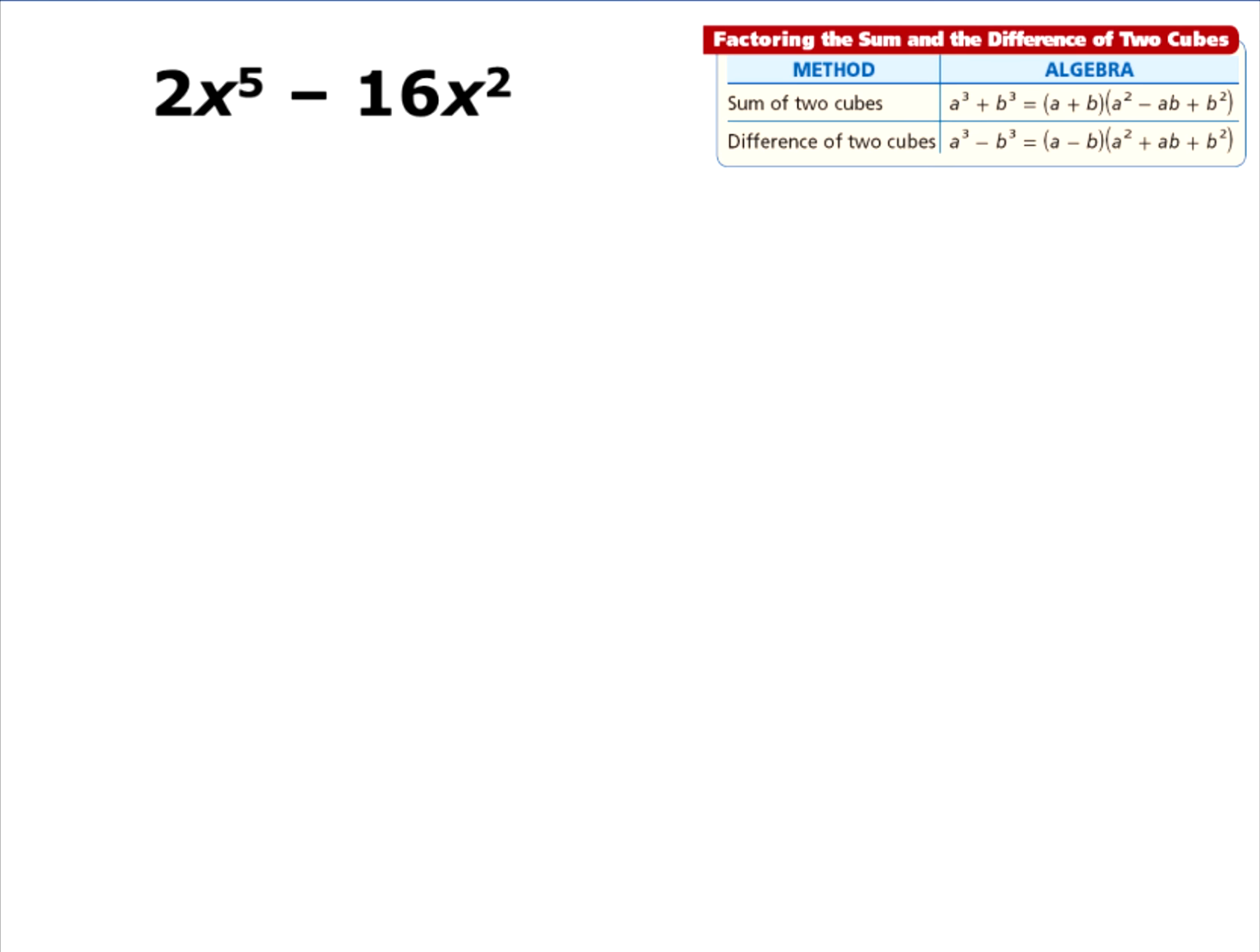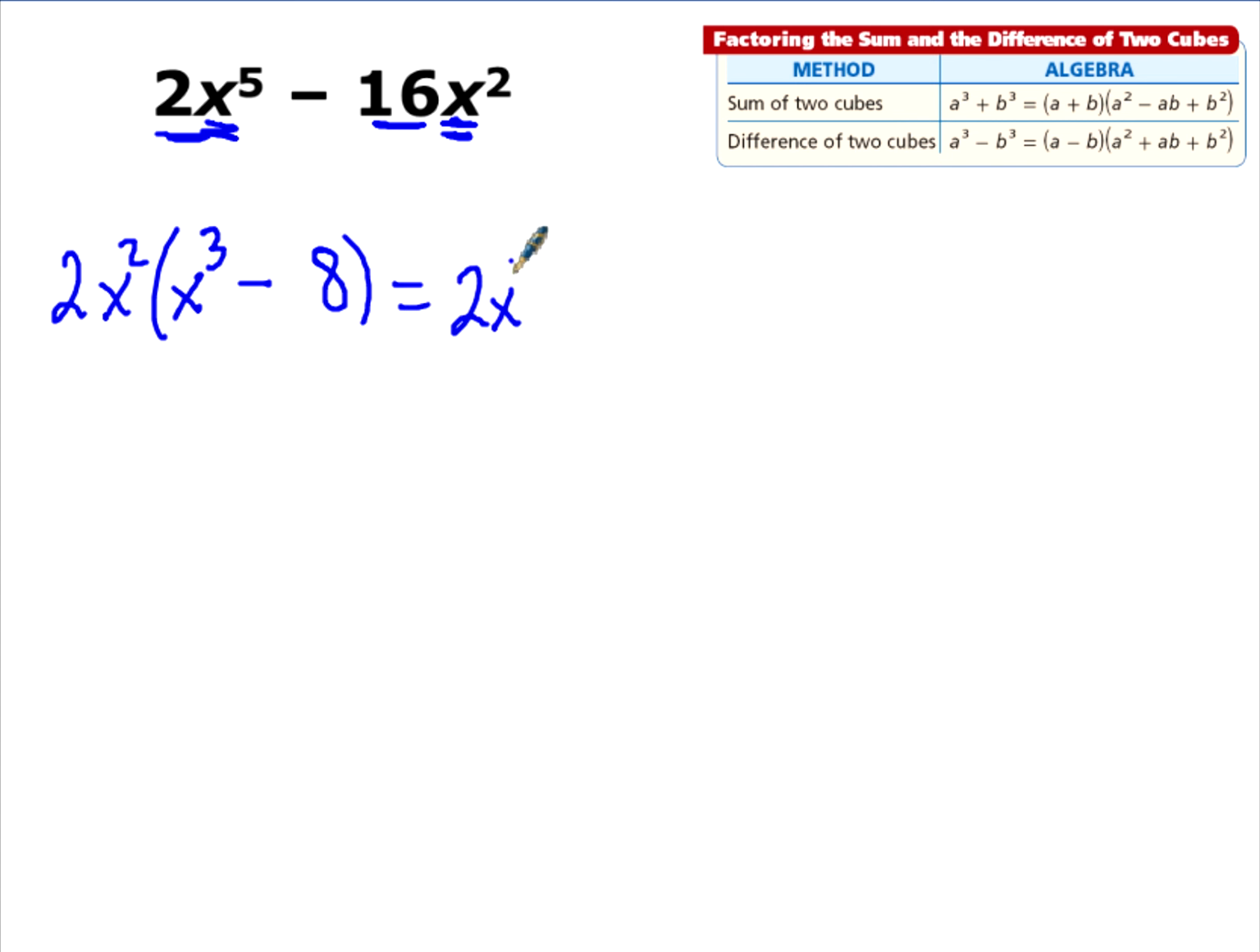Let's go and try this problem again. So pause the video and work on it. Okay, so in this problem I can see that we can factor out 2 and we can factor out x squared. So if I factor out 2x squared, I'm going to have x to the third power here minus 8. And I can rewrite that as x to the third minus 2 to the third power. So that means that our a is x and our b is 2.